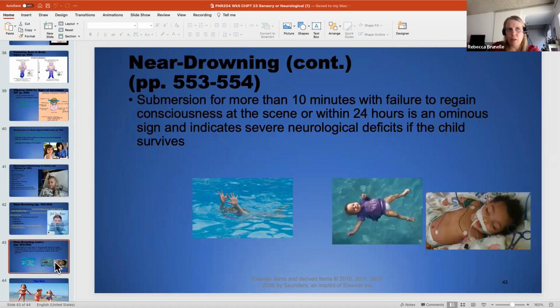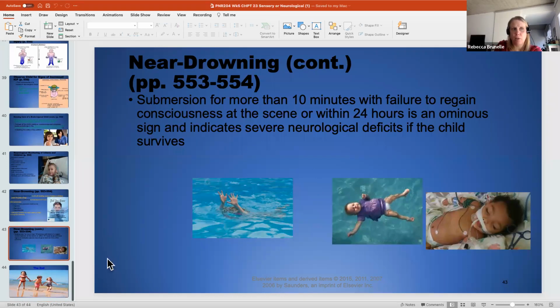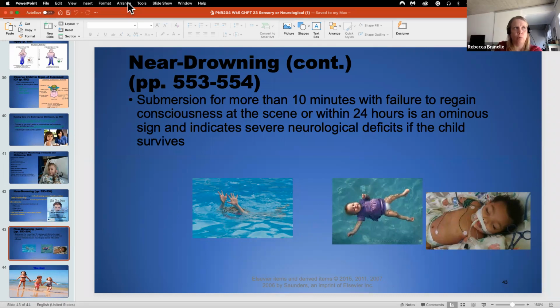Generally speaking, if you're submerged for more than 10 minutes and don't regain consciousness within 24 hours, even if you're still alive, it's unlikely that you're going to have a good neurological outcome. So usually after a drowning, you'll have a regaining of consciousness within a short period of time if you're going to have normal neurological function following the event.